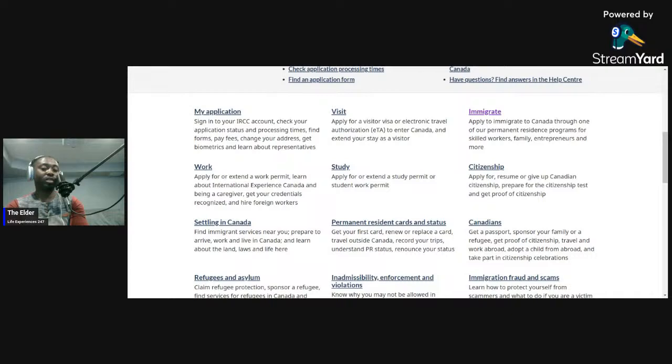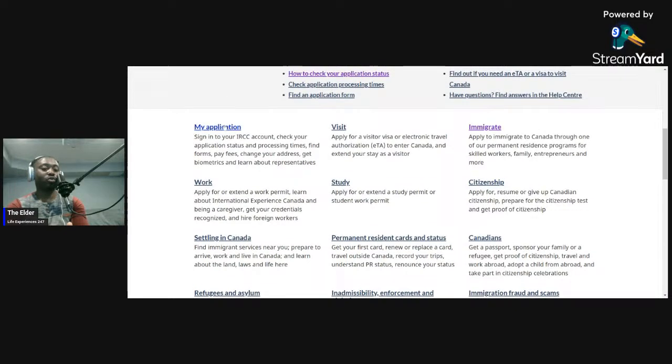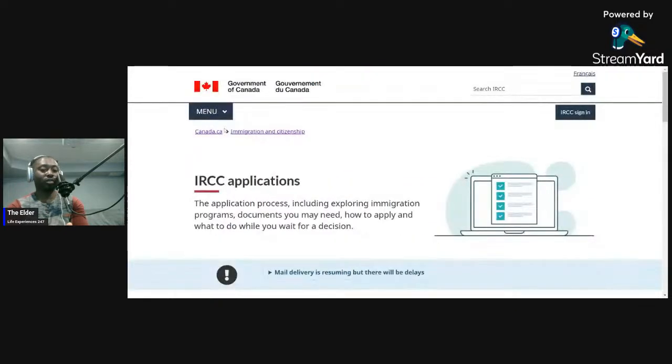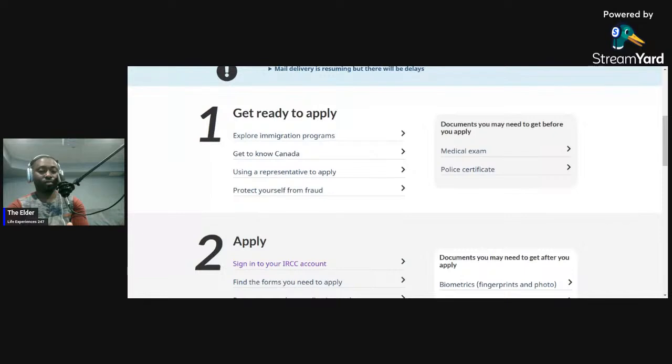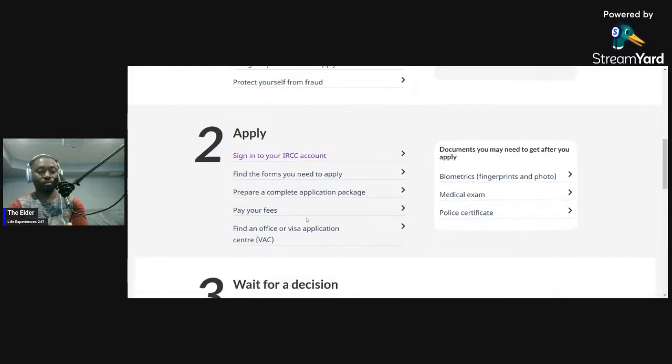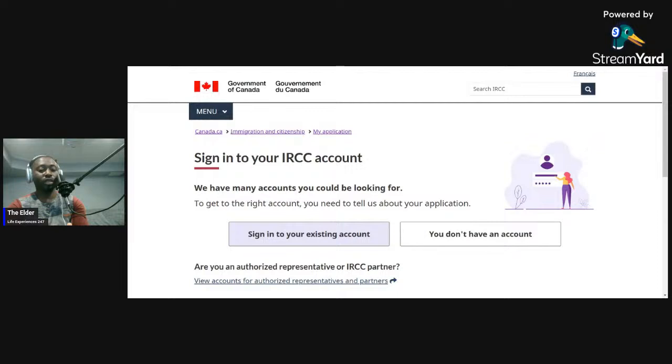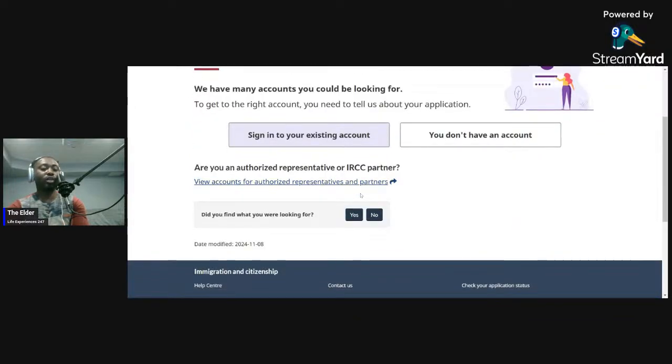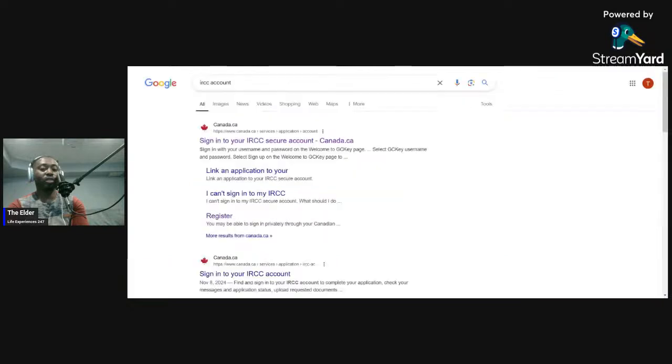We've already been to this site. So when you come here, you can just go to my application, sign into your IRCC account. Now they ask you whether you want to sign into an existing account, or if you don't have one, you have to create one. But let me start from Google so that others will be able to follow from Google instead, because that's how I always like to start it.